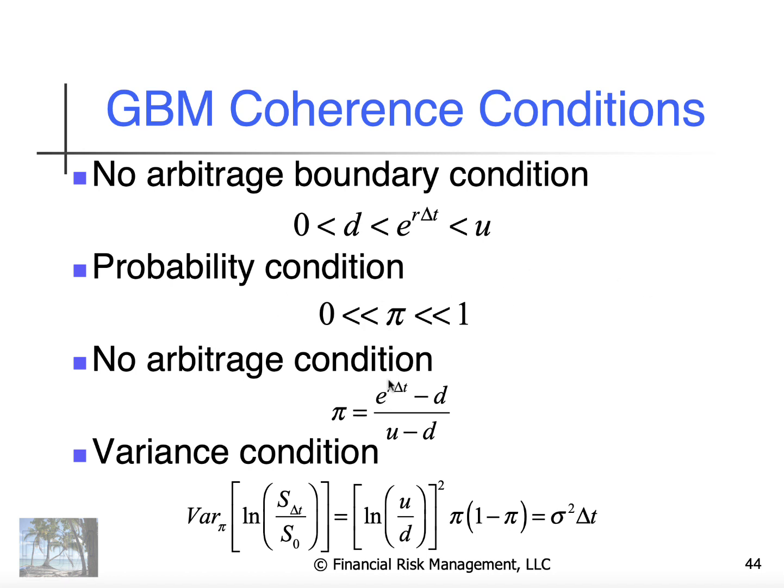The no arbitrage condition is that the equivalent martingale measure probability of an up has to equal the total return if I invest in the risk-free rate minus the total return if down occurs, divided by the difference between up and down. The variance condition, the goal here is just to make sure that the assumed local standard deviation is constant throughout the tree. In order to have this variance condition, this equality has to hold.